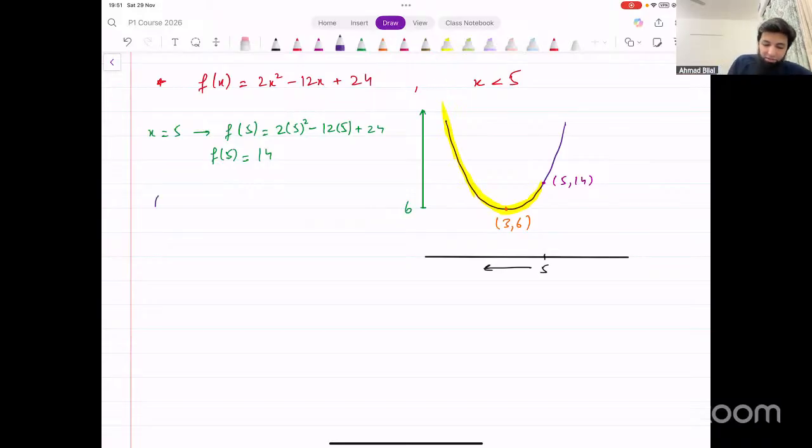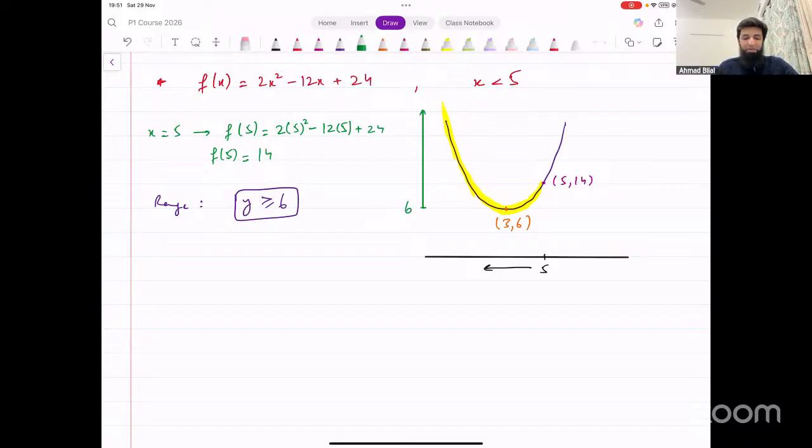So the range of this function is actually going to be the same as before. It will still be y greater than or equal to 6. Okay, because that's what you see on the graph. The lowest point is still 6. The maximum point is still infinity. So the range is still y greater than or equal to 6.